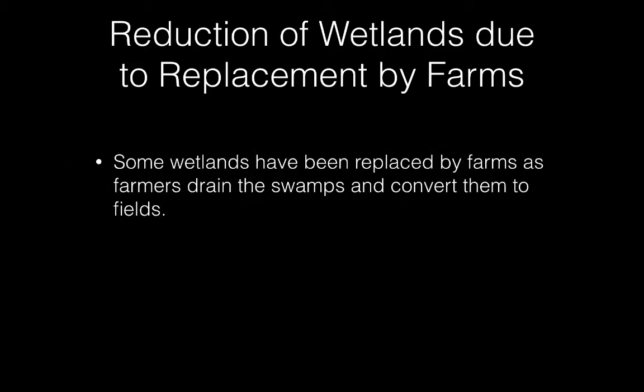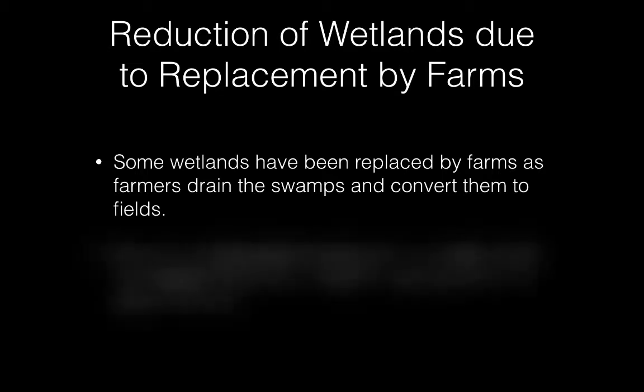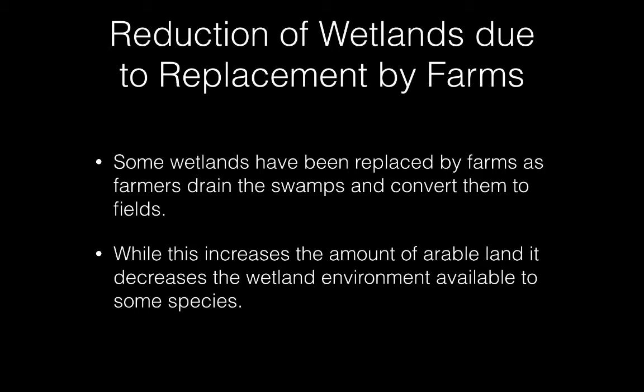Reduction of wetlands due to replacement by farms. Some wetlands have been replaced by farms as farmers drain the swamps and convert them to fields. While this increases the amount of arable land, it decreases the wetland environment available to some species.